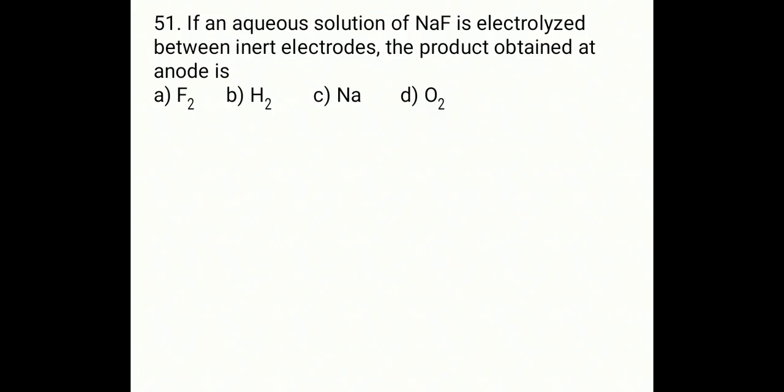51. If an aqueous solution of NaF is electrolyzed between inert electrodes, the product obtained at the anode is, remember, oxygen, because O2 minus has less discharge potential. Hence the answer is D.